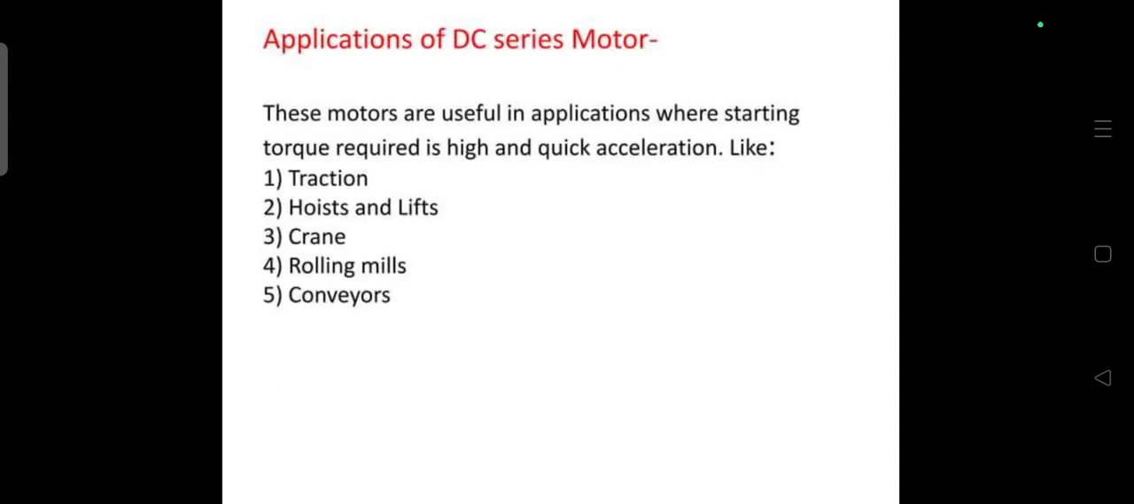And now the applications of the DC series motor. These motors are used in applications where the starting torque required is high and quick acceleration is needed. That means conveyors, lifts. Mainly lifts are used in schools, colleges, and industries. Then traction motors, which are used in trains and so on. Then hoists and lift cranes, then rolling mills. These are the applications of the DC series motor. Okay, thank you.